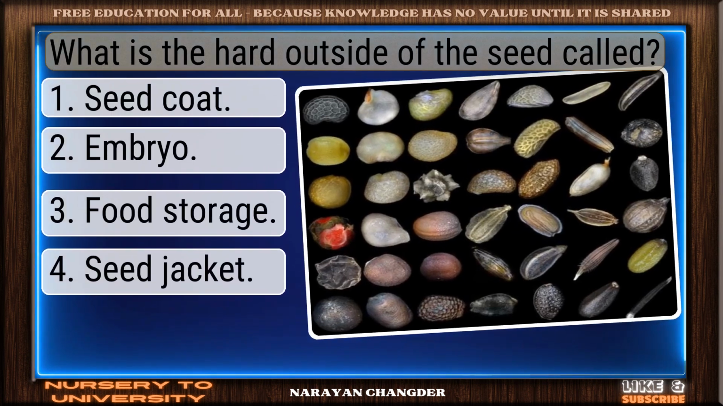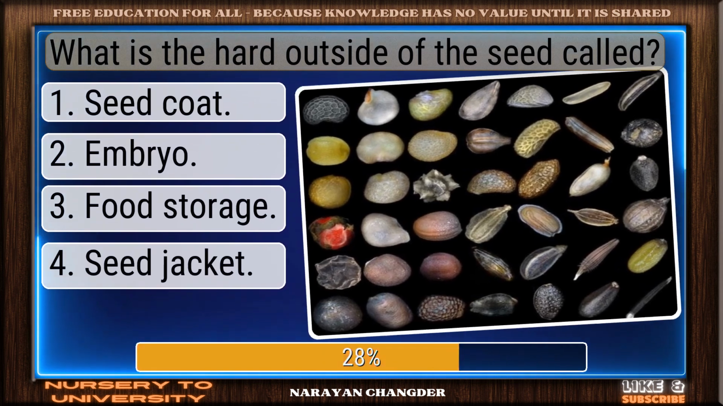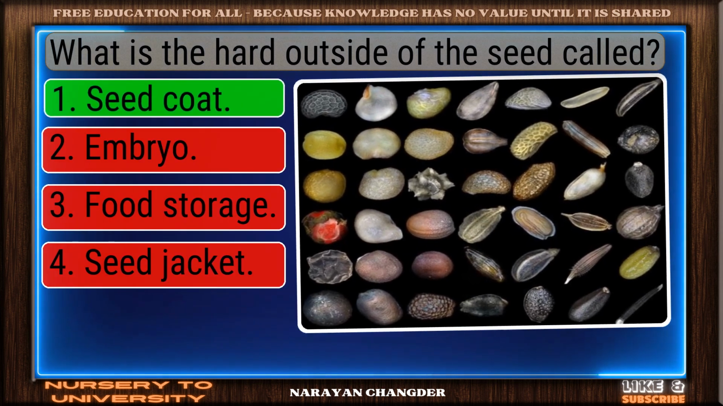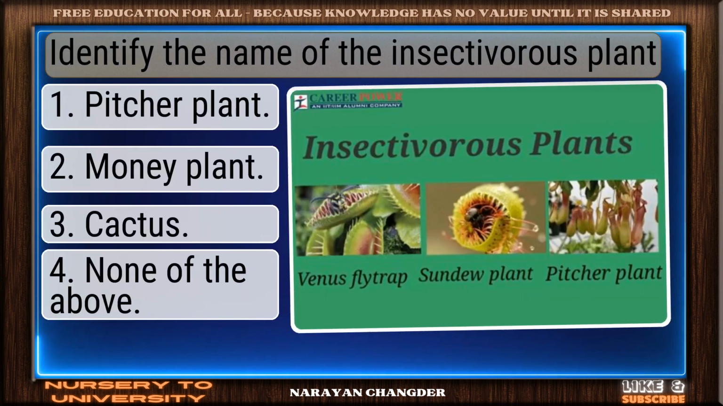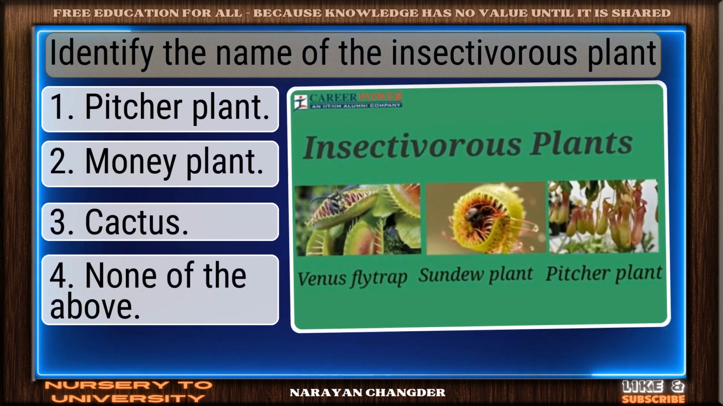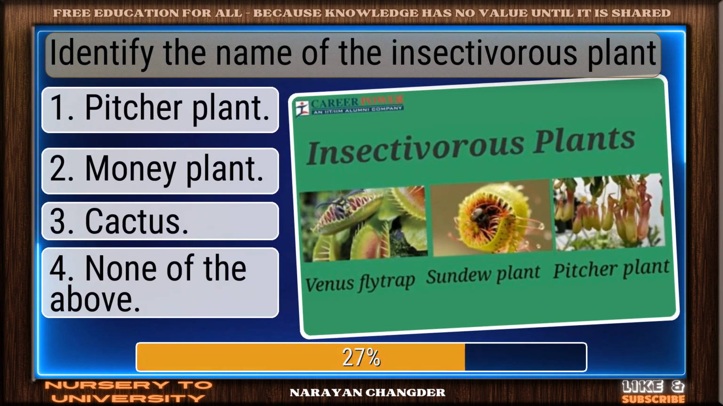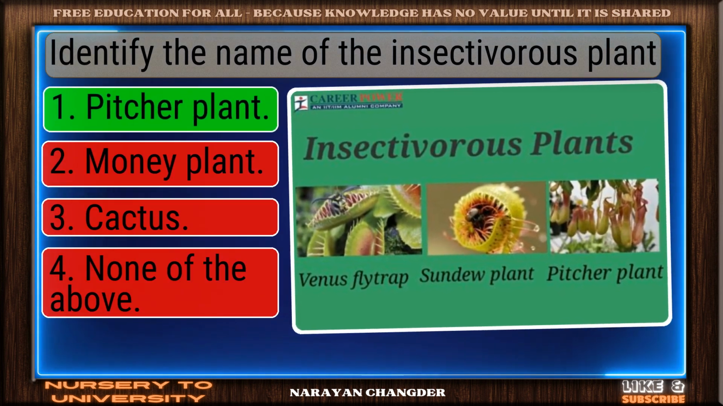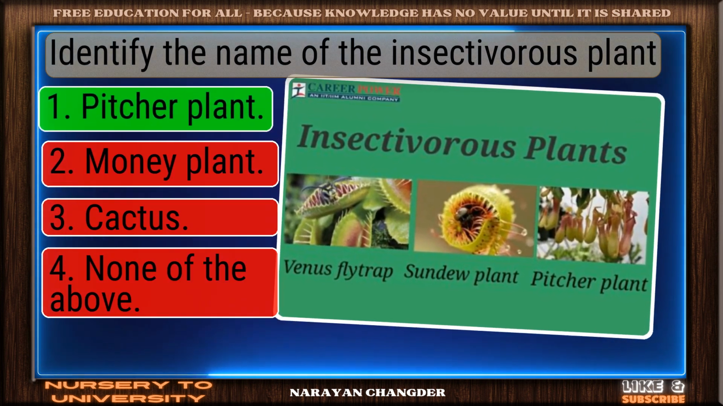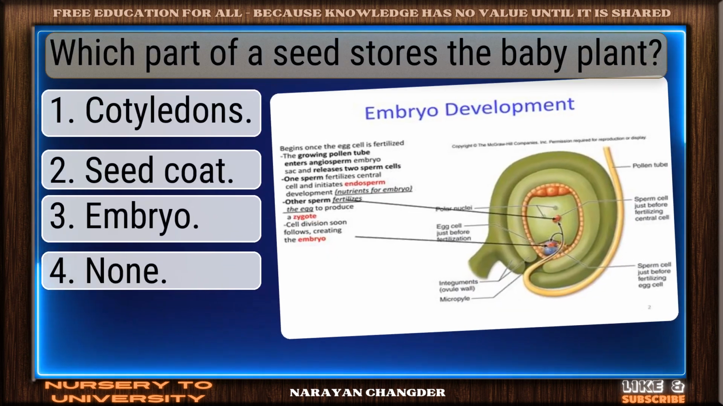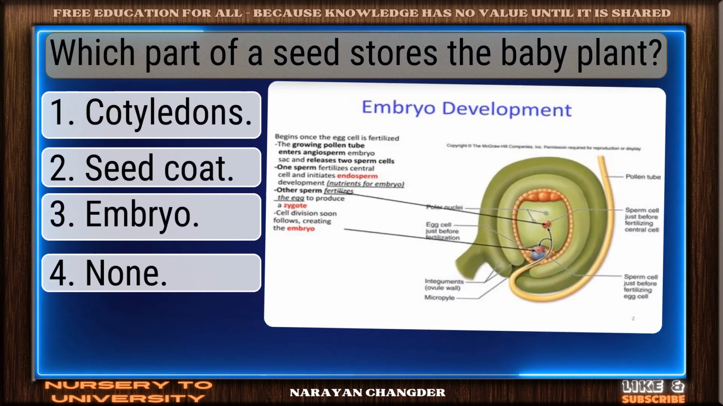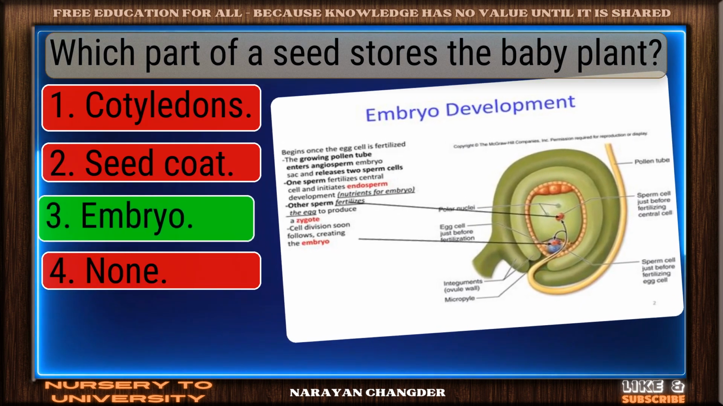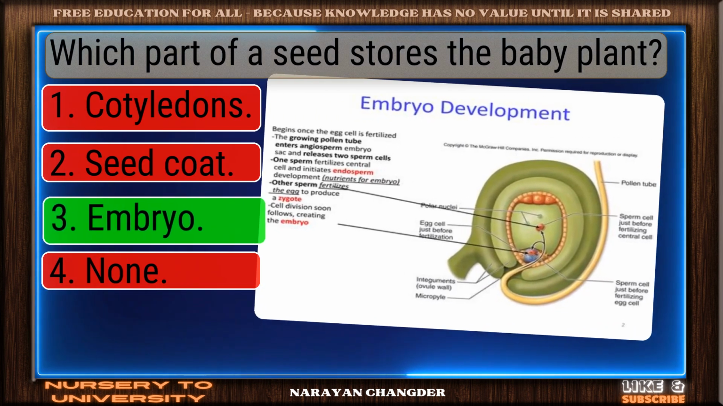What is the hard outside of the seed called? Smart move. Seed coat is an accurate answer. Identify the name of the insectivorous plant. Exactly. Pitcher plant makes sense, and it is right choice. Which part of a seed stores the baby plant? Well done. Embryo is the right choice.